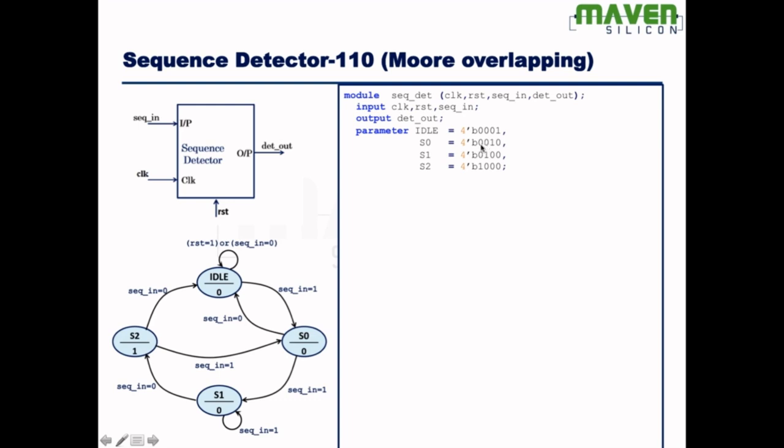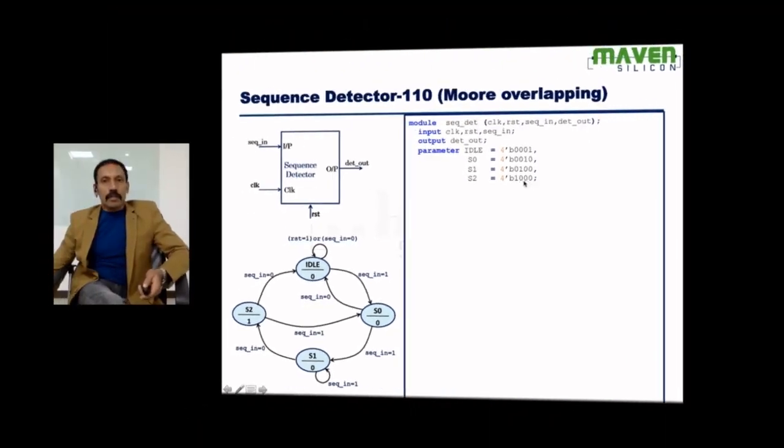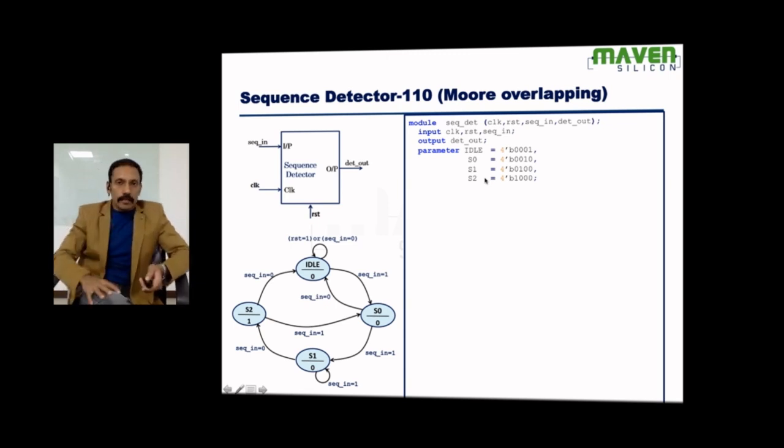0001, 0010, 0100, 1000. So here, we are trying to use one-hot encoding. This is slightly different. Here, only 1 bit is high. It's called one-hot encoding. That's why we are using 4 bits. Otherwise, 2 bits would be enough. Okay, fine.